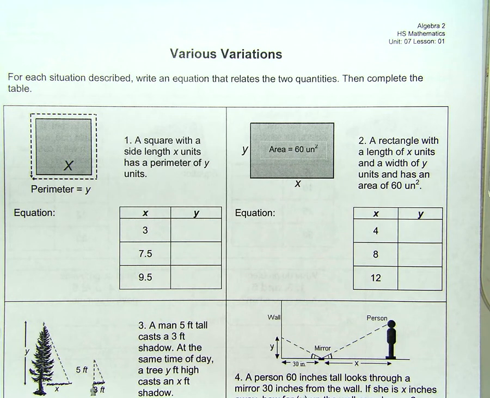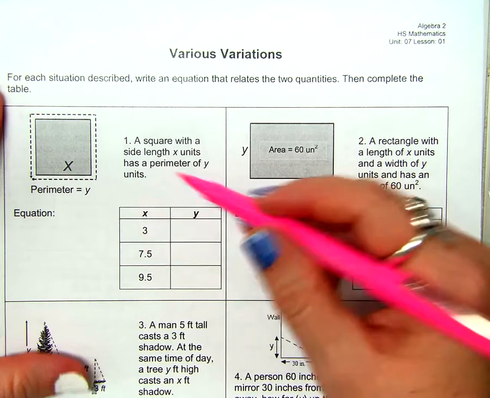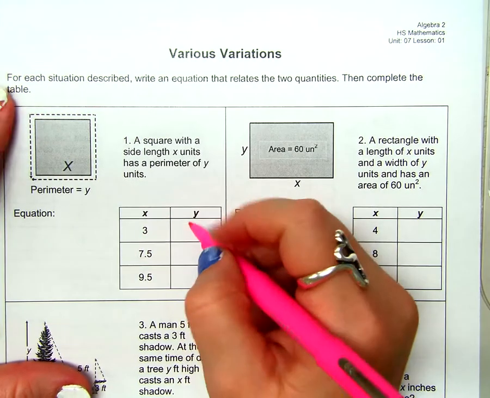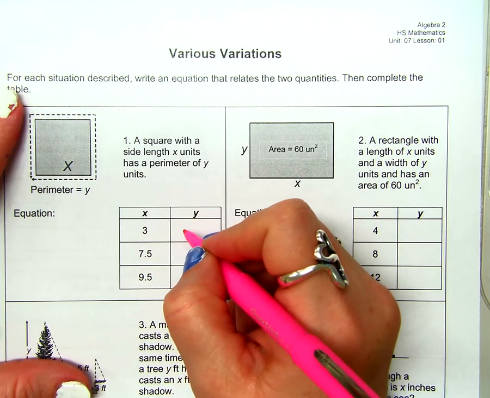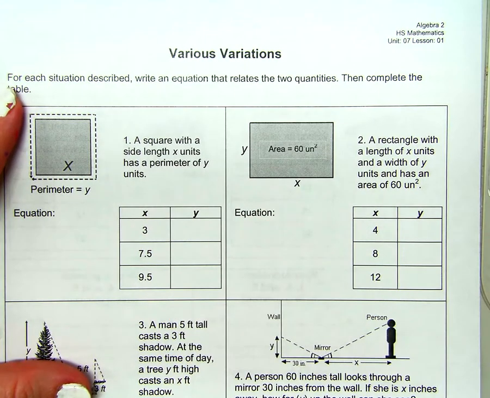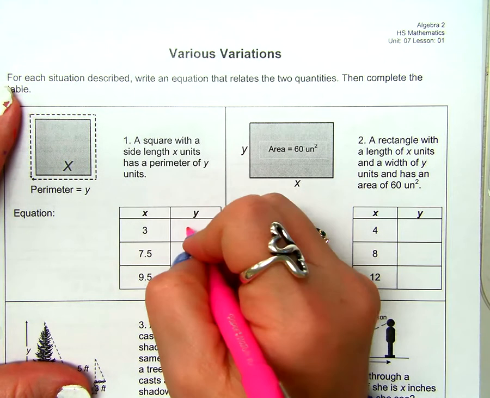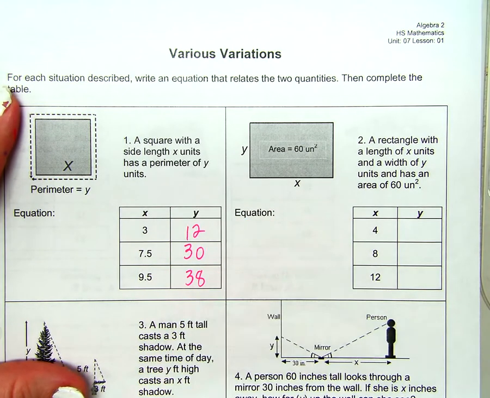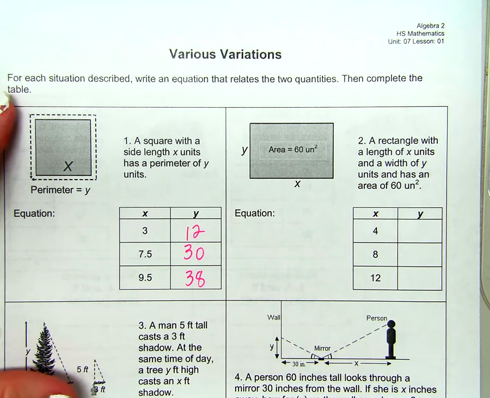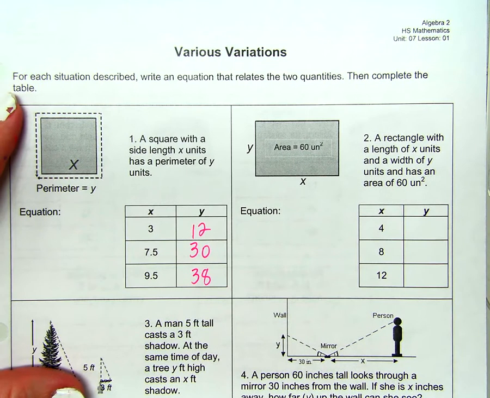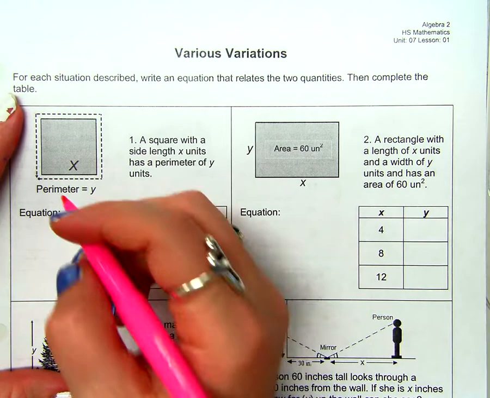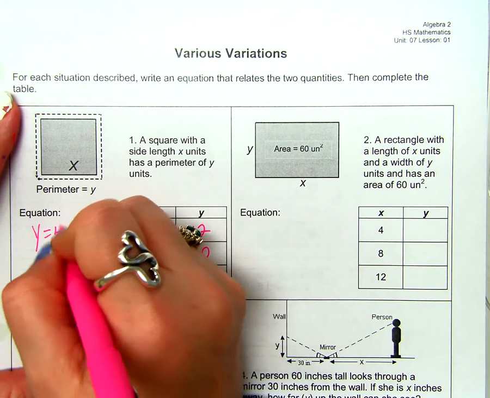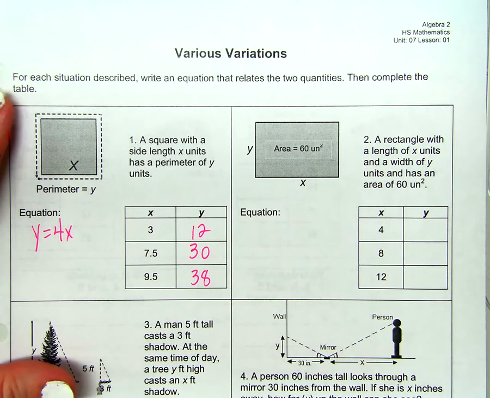All right. Anybody have this table filled in yet? What you got? Tell me just the table. All I want is the table values. 12, 30, and 38. Does anybody agree with him? Yes? Okay, did you get an equation? Y equals 4x. Anybody agree with that?